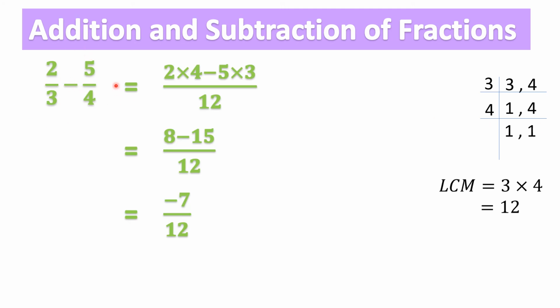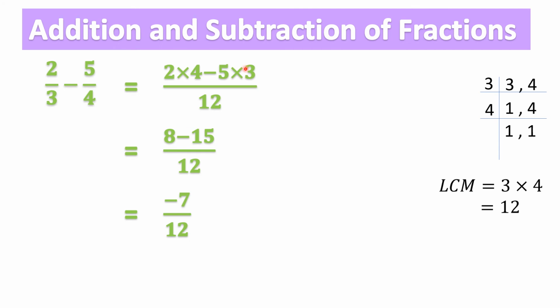Now let's do one more example to clarify it. We are taking the same example but with a negative sign, that is minus, subtraction. How do you subtract? The same way. 3 and 4, you take the LCM, 12. Then 3, how much are 12? 3 4s are 12. So that 4 you will multiply with the numerator. So 2 into 4. Then 4, how much are 12? 4 3s are 12. So that 3 you will multiply with 5.